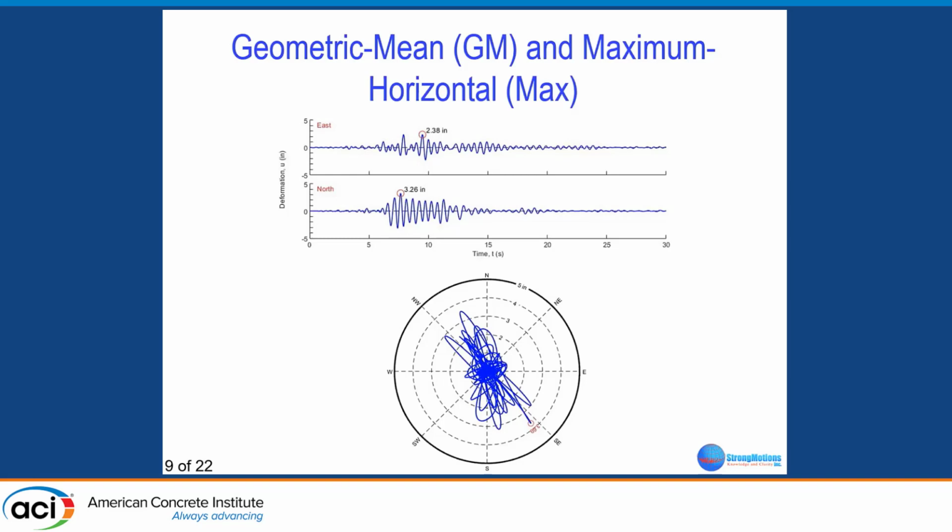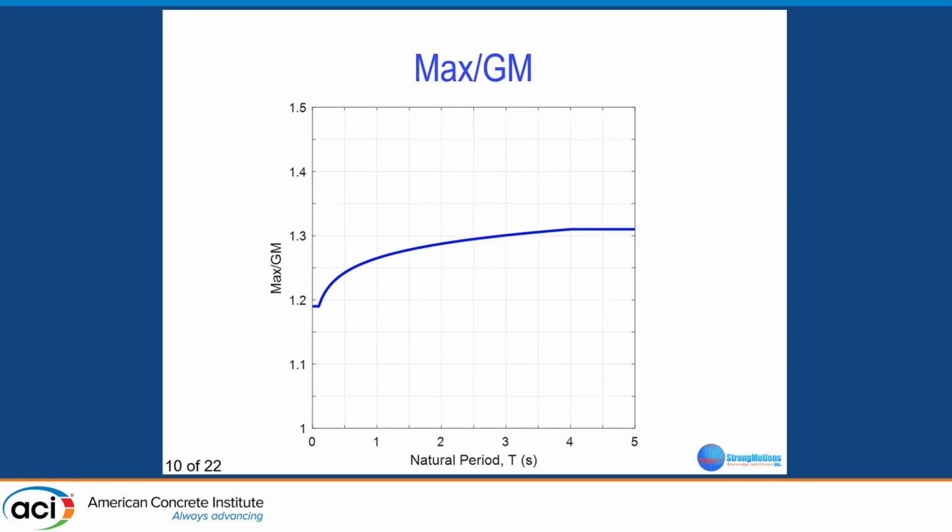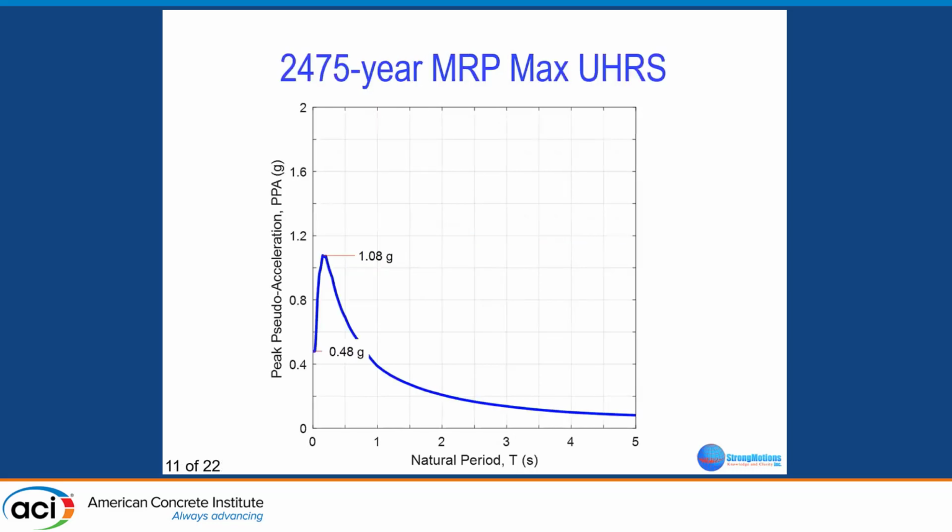So this is what they provide. I don't know why they still do that, but they continue to provide us the average while we as engineers need the resultant. So that is the first adjustment we have to make. We multiply that by this ratio between the resultant or the maximum and the geometric mean. When we multiply that, we get a response spectrum in the maximum horizontal direction. So this is the 2500 year return period, maximum horizontal uniform hazard response spectrum, still for rock-like conditions.